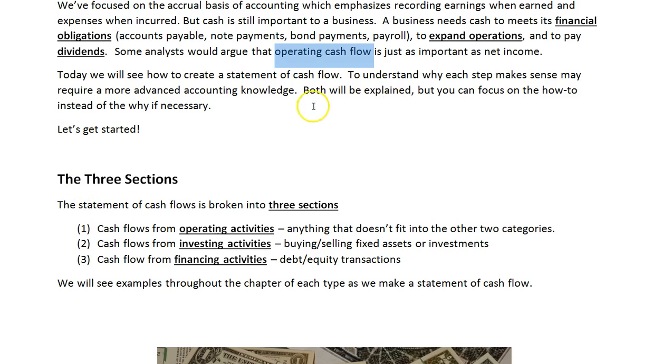All right, I've approached it as a how-to guide at first, and later I'll explain why we did each step. So at first it's just going to be a how-to guide with rules to follow to create a statement of cash flow, and later we'll look at why we executed each of those steps.